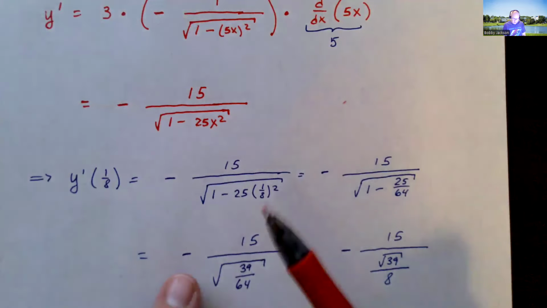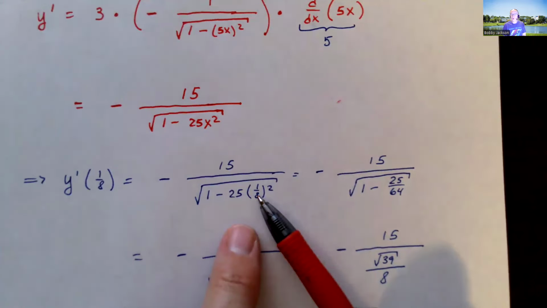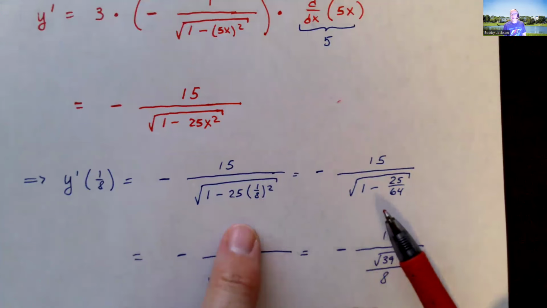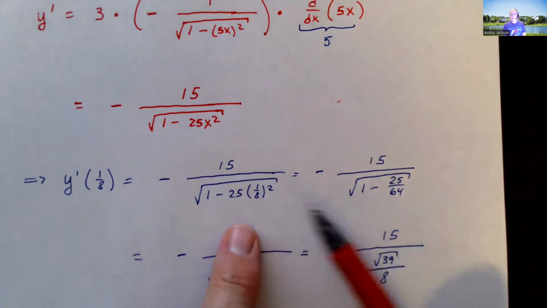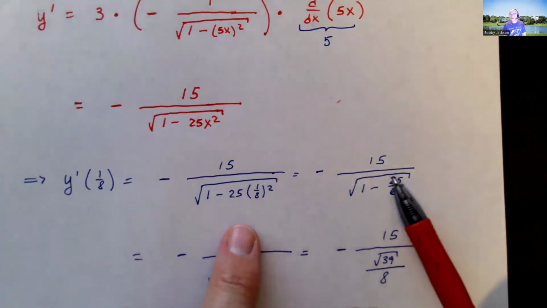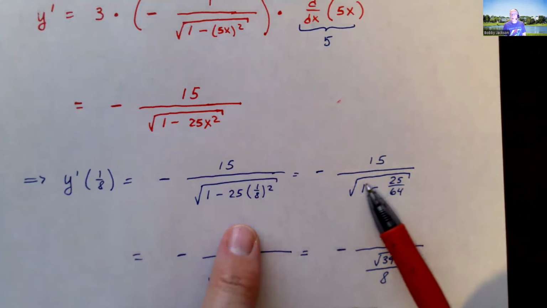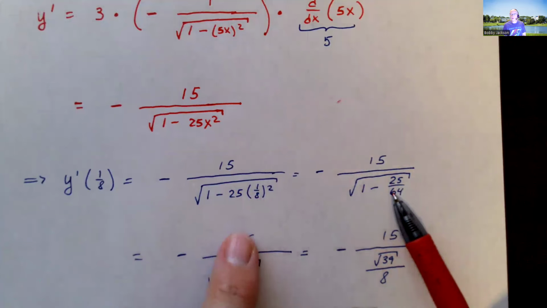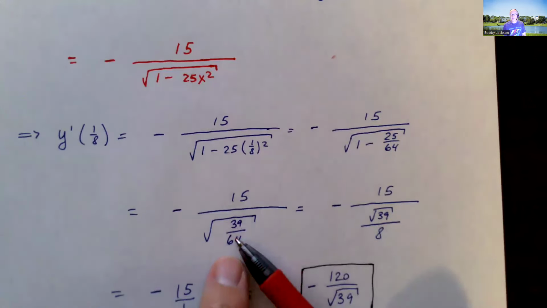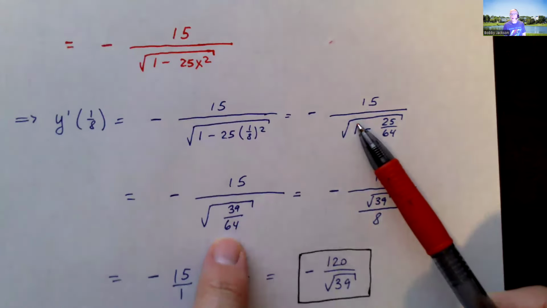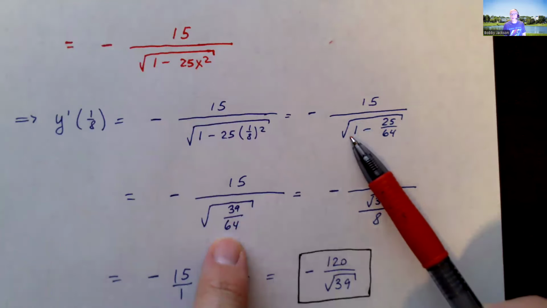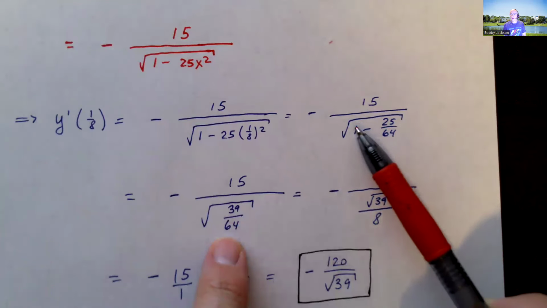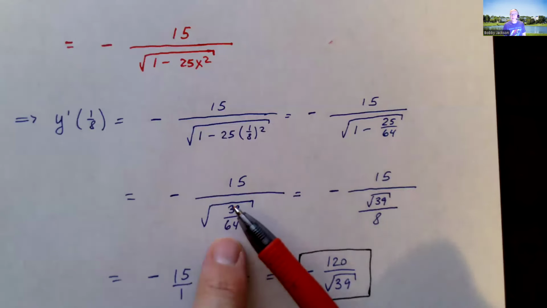So I replace x with 1/8 here. 1/8 squared is 1/64th. So 25 times 1/64th is this fraction here. And now I can simplify this because 1 minus 25/64 is 39/64. How did I get that? 1 is 64 over 64, so I have that common denominator. 64 minus 25 is 39.